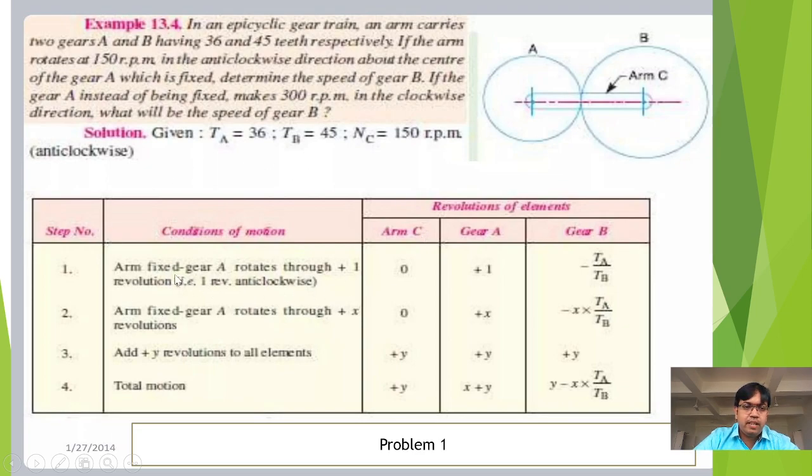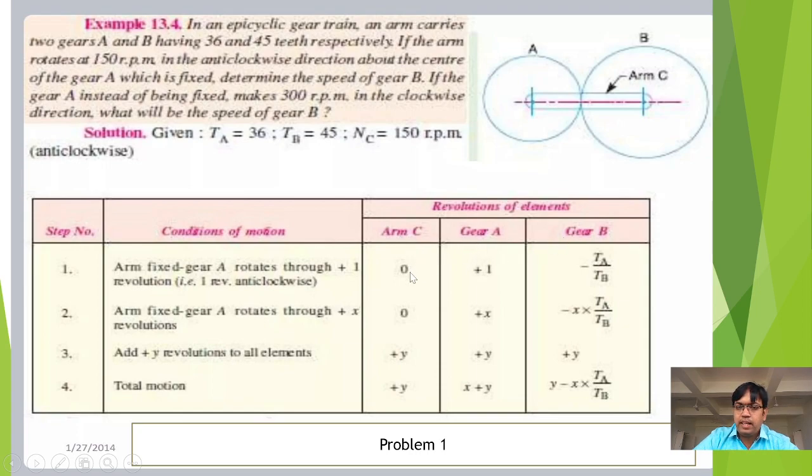Now you see here, the first condition is: arm fixed. Gear A is rotated for 1 revolution. +1 is given because it is anti-clockwise, 1 revolution anti-clockwise. Now, when it comes to the number of revolutions of the elements, as I told you, this is why I have written arm C here, then gear A and then gear B.